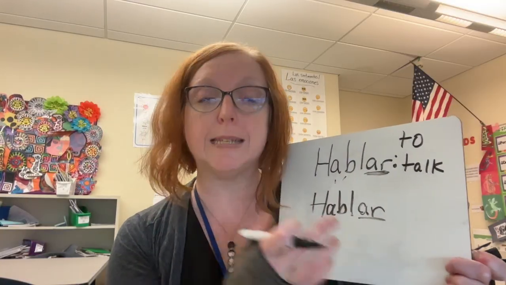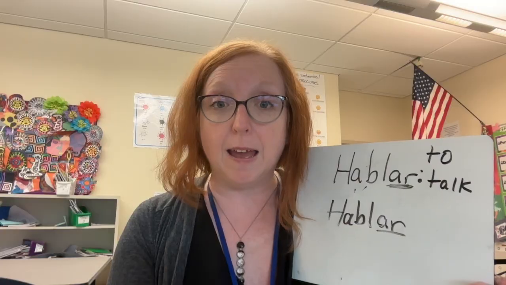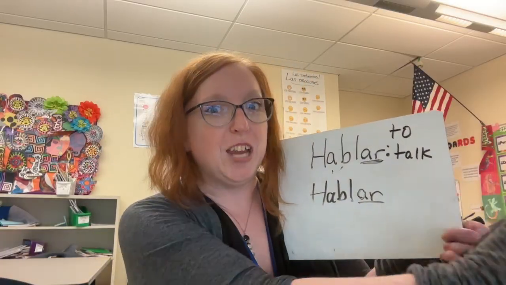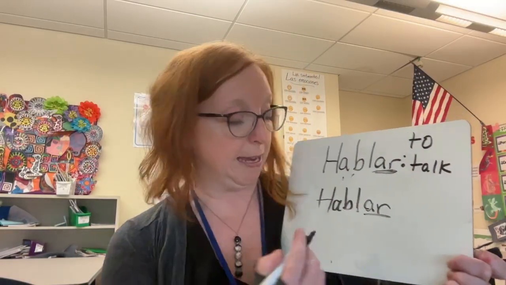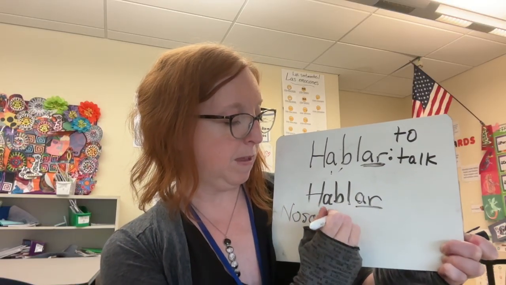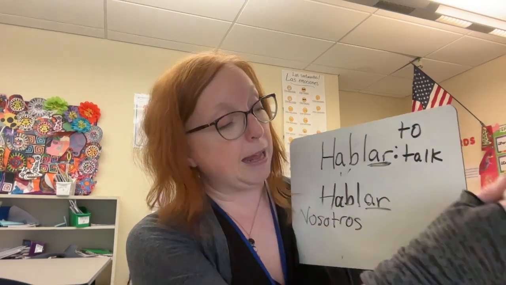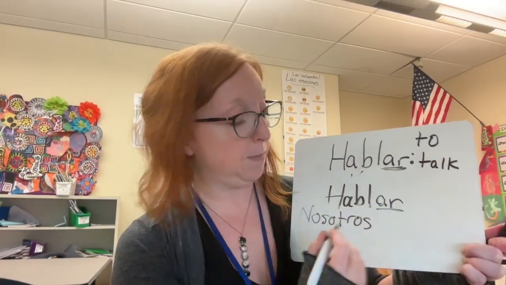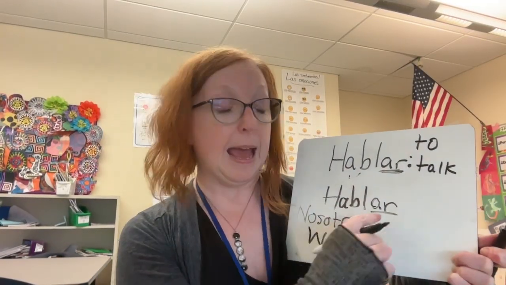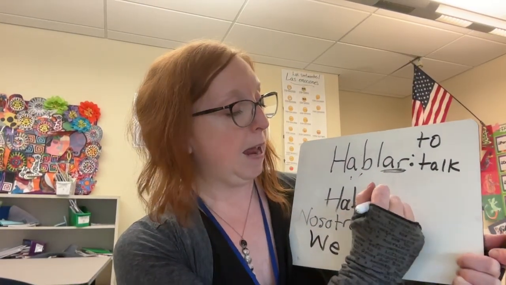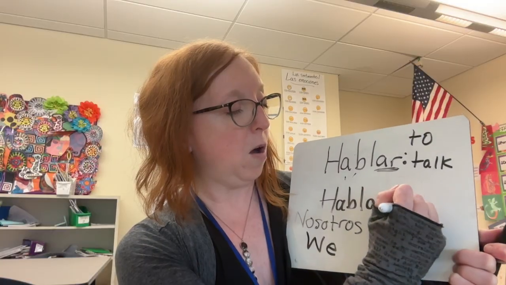So if hablo is I talk, well, the plural of I would be me and someone else, or we, right? You and I, she and I, Jane and I, Jack and I, that is we. And so that word in Spanish is nosotros. Nosotros just means we. And to make nosotros, I'm going to chop off that stem just like I did before, and I'm going to change it to A-M-O-S.